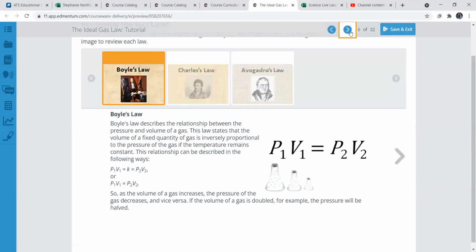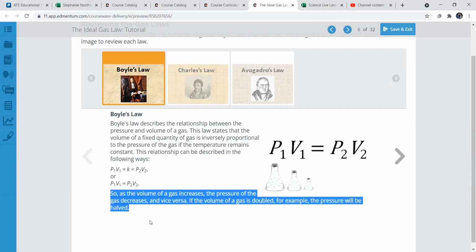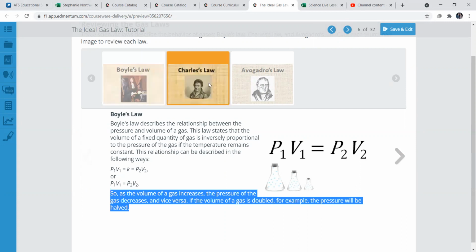Just a quick example. Okay, so Boyle's law, first one. Boyle's law describes the relationship between the pressure and the volume of a gas. This law states that the volume of a fixed quantity of gas is inversely proportional to the pressure of the gas if the temperature remains constant. So here's our formula. As the volume of gas increases, the pressure decreases, and vice versa. Volume decreases, pressure increases.